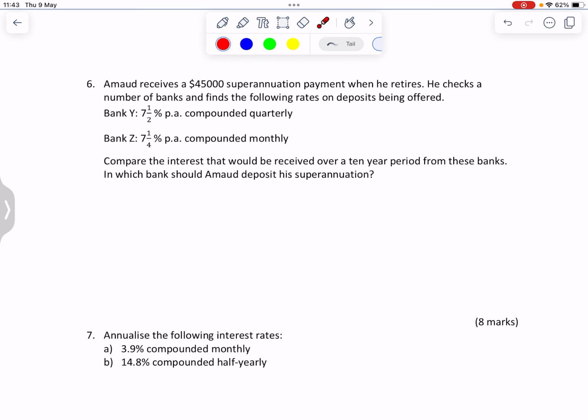Ahmad receives $45,000 superannuation payment. He checks a number of banks and finds the following rates: 7.5% compounding quarterly, 7.25% compounding monthly. Compare the interest that would be received over a 10-year period from these banks. They're both compounding, so we're going to do 2 TVM solvers.